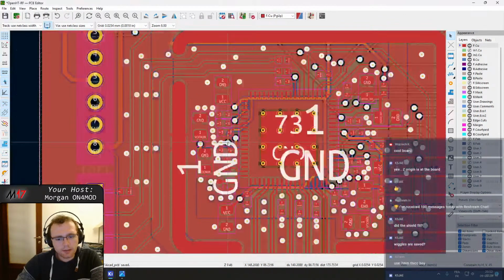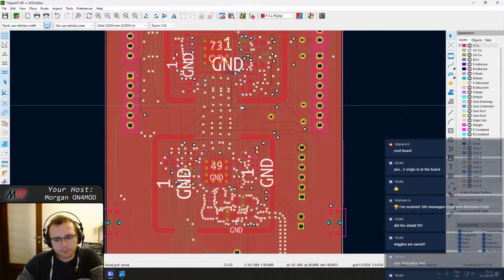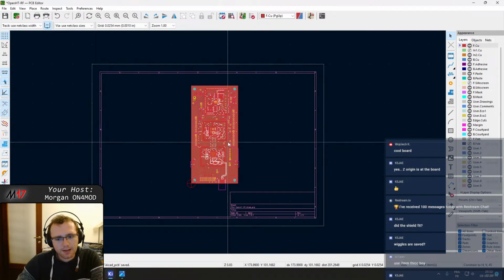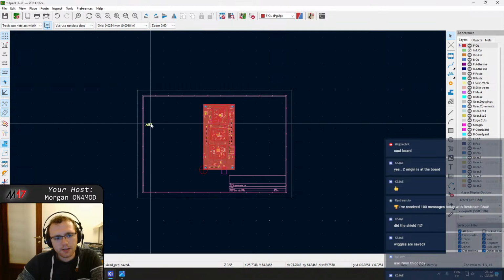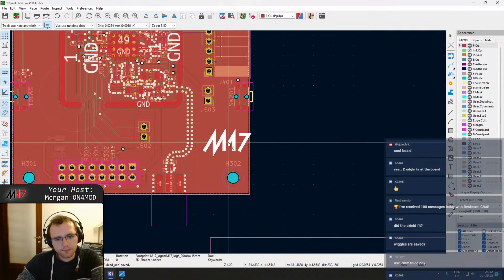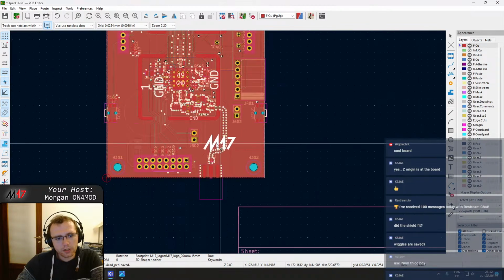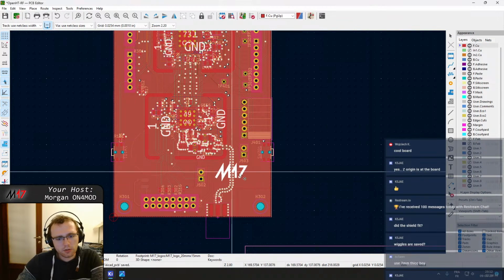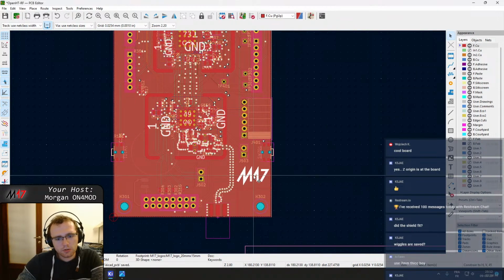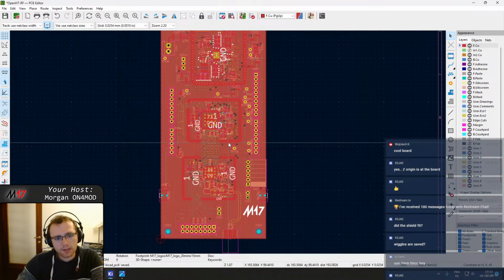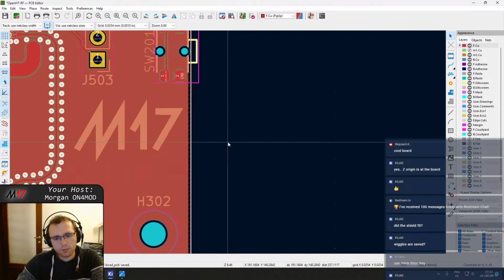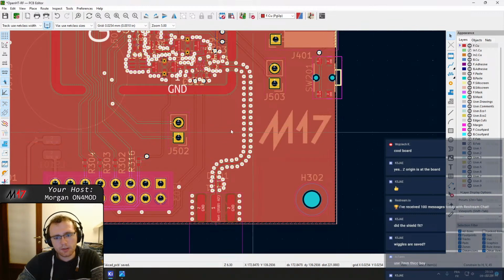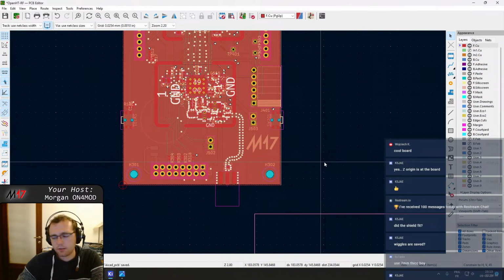Yeah, but I'm gonna, I may have lost... Oh no, it's okay. M17 logo. Where should we place it? I think somewhere around here. Yeah, I think here is the best location for it. There is nothing going around, so it's not gonna be messed with because of vias.